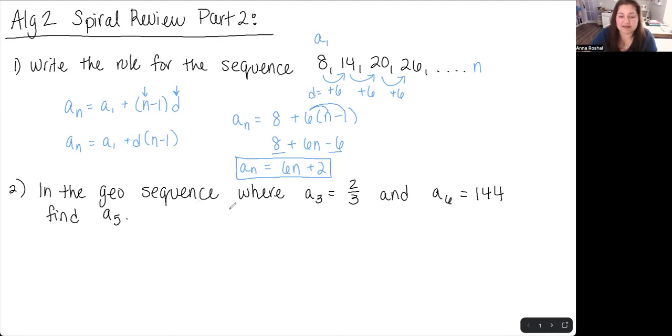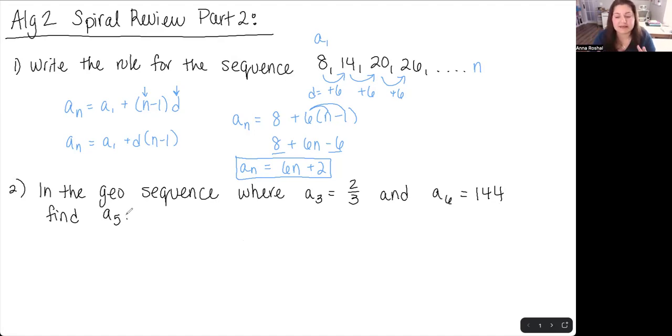Okay, in the geometric sequence, so now this is geometric. So now we know we're going to multiply the same thing over and over again, okay? In the geometric sequence where a sub 3 is 2/3 and a sub 6 is 144, find a sub 5.